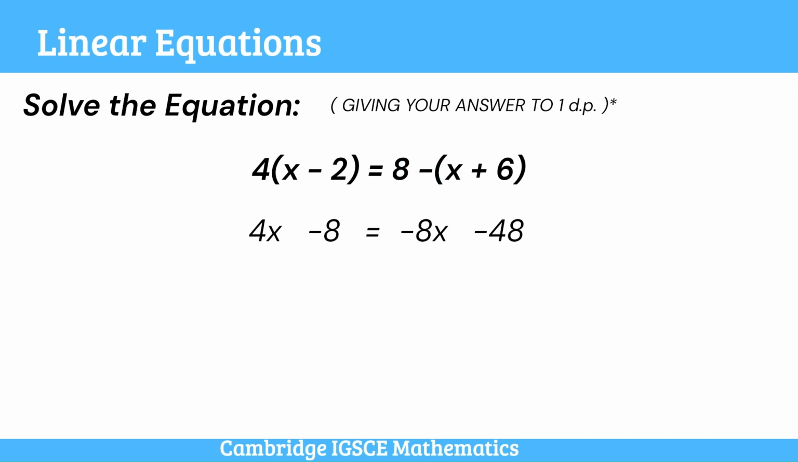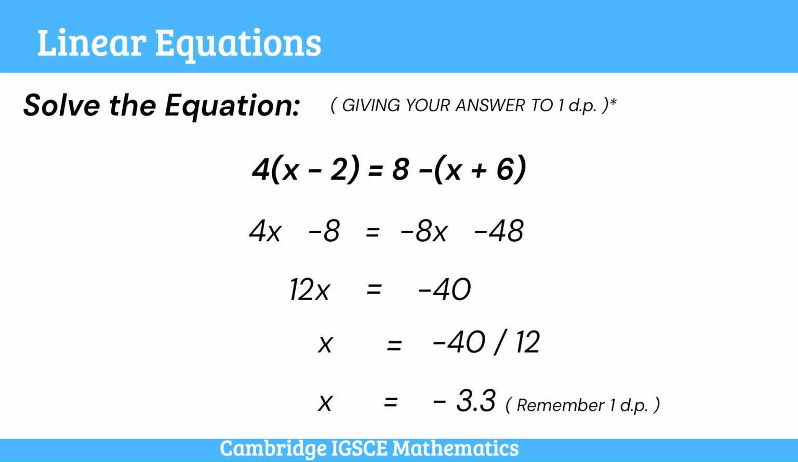Next, all we have to do is perform the inverse operations. So let's start by adding 8x to both sides, giving us 12x on the left side, and canceling out the negative 8x on the right side. Then let's move on to adding 8 to both sides, leaving us with negative 40 on the right side, and canceling out the negative 8 on the left side. Lastly, we must divide both sides by 12, leaving us with our final answer, negative 3.3, remembering that our answer should be given to one decimal place, as asked for in the question.